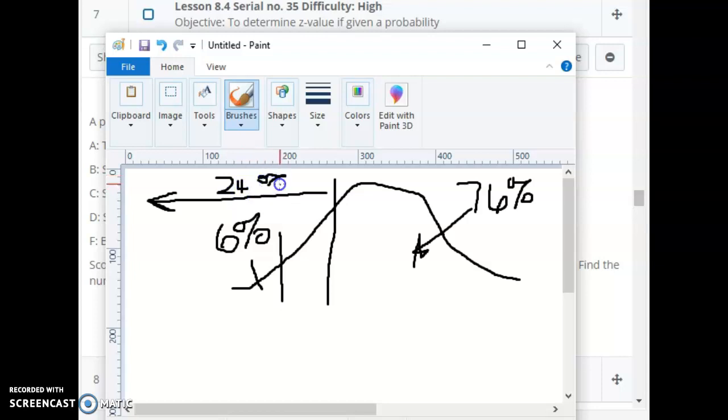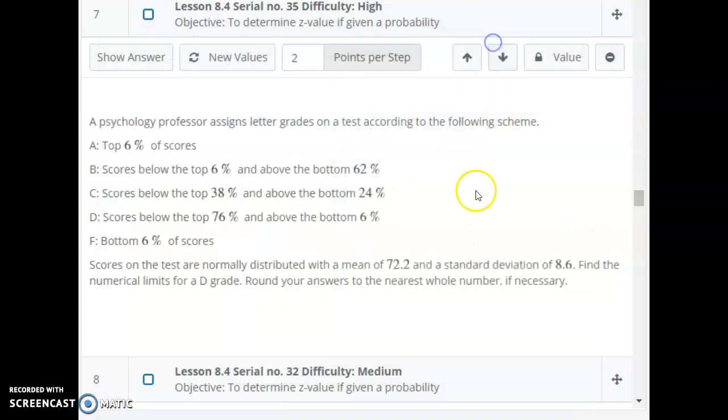And then how do you actually get the numerical limits? Well, first you would get the z-scores. To get the z-scores, you'd look up the 0.06, and you'd also look up the 0.24 in your standard normal table or using your calculator, and you would get those two z-scores, and then you would use the mean and the standard deviation in the z-score formula in order to get the raw scores, or the variable that's designated as x in the formula.